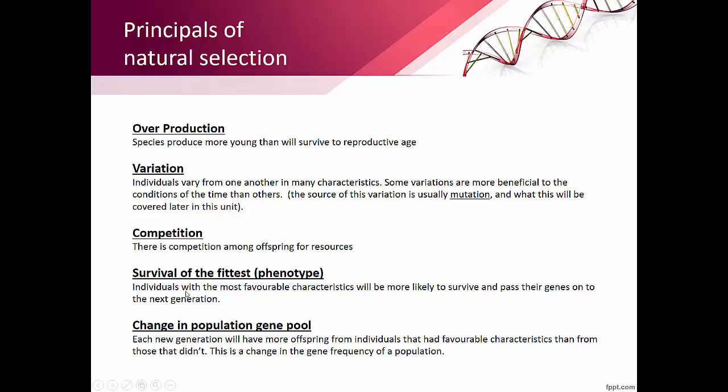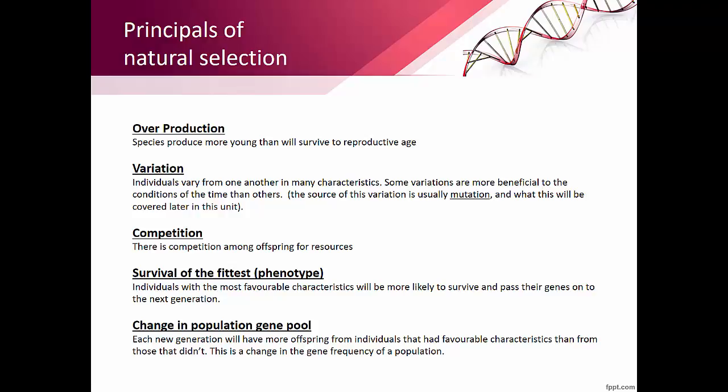Those traits, if you survive, will get passed on through your genes to the next generation. Now, if you're passing on your genes and someone else in your species isn't passing on theirs, then you're going to get a change in your population gene pool. Each new generation will have more offspring from individuals that had favourable characteristics than from those that didn't. That's a change in the frequency of that gene.